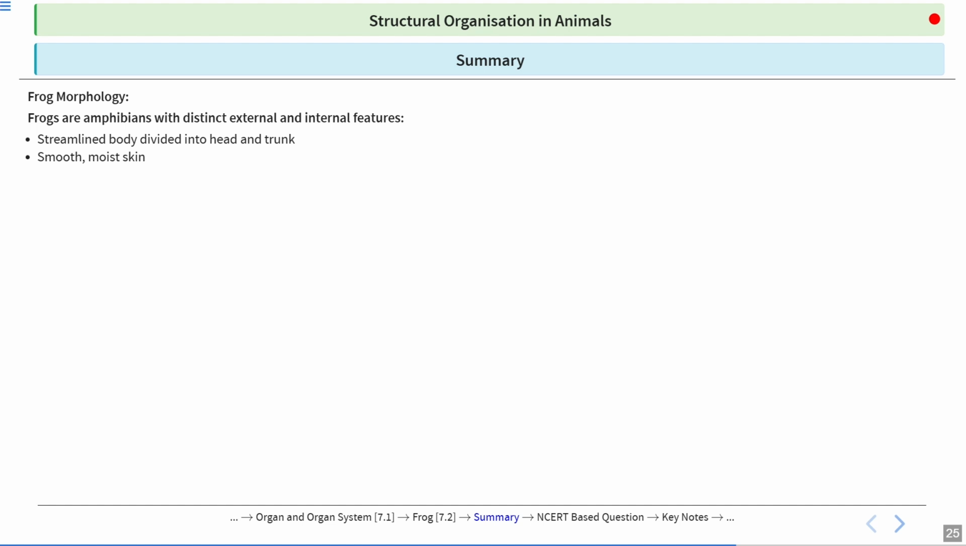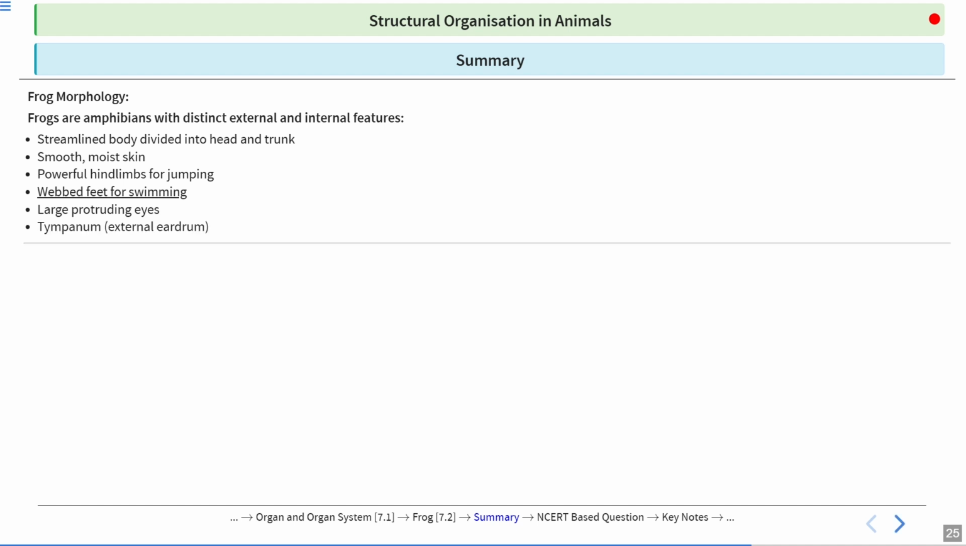Smooth skin, and the skin is always moist. Powerful hind limbs for the jumping process. Webbed feet for swimming. So you can see a lot of modification in the hind limb, right? Large protruding eyes. The eyes are bulging, so they protrude outside. Tympanum, that is the external eardrum.